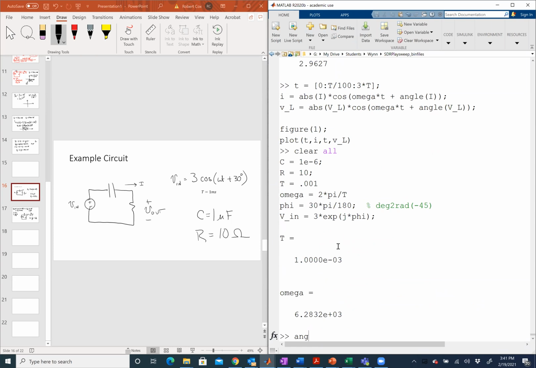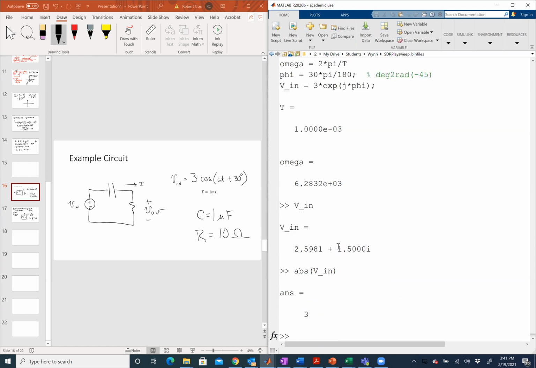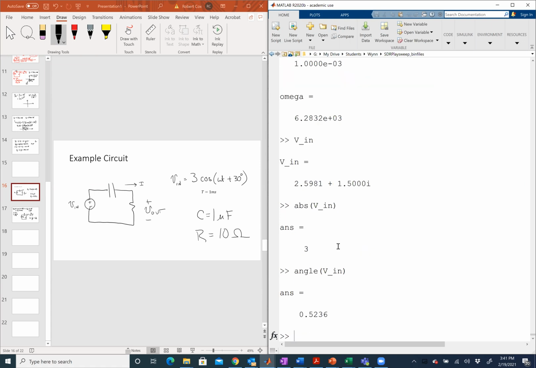And I say, well, what's the magnitude? So here's V in. V in looks weird, but if I ask what's the magnitude of it, I take the abs of it, right? 3. Exactly like we said it was going to be. And then I do the angle of it. That's a weird number. What units is that number? Radians. So I want to multiply that by 180 over pi, and it's 30 degrees. Exactly like we said it was going to be.